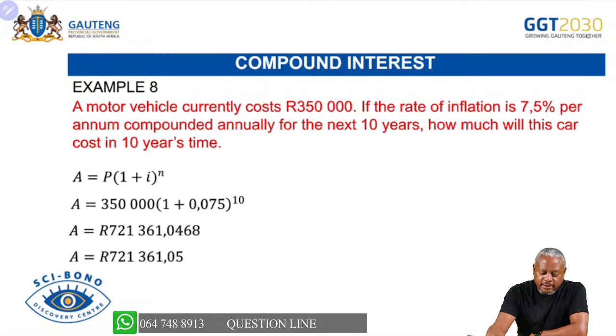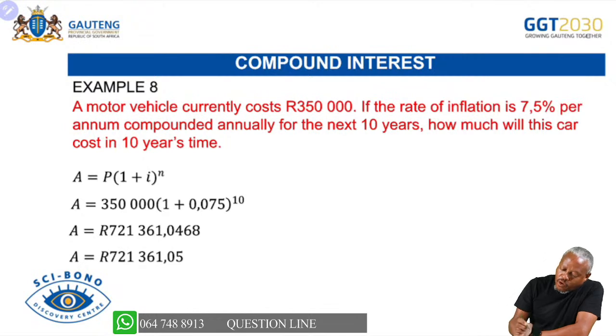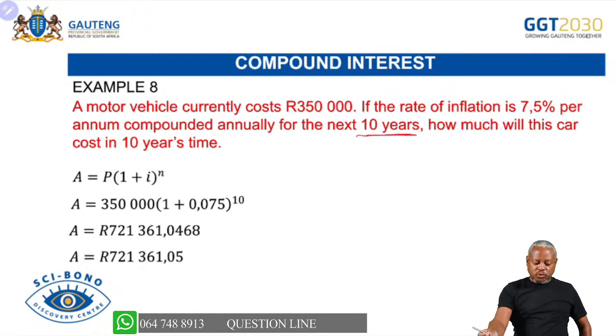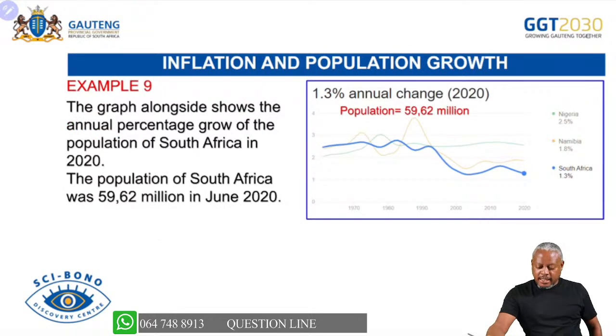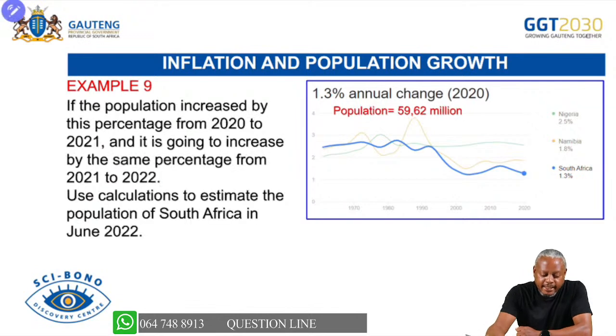Here we are. A motor vehicle costs this amount if the rate of inflation is 7.5% per annum, compounded annually, for 10 years. So everything is given there. You just substitute into the formula, and then here it will be our inflation population. Then let us proceed to the next one.